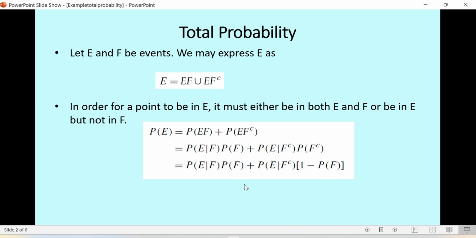We can generalize if F can be seen as multiple events, for example F1, F2, F3. So we can write the probability of E given F1 times the probability of F1, plus the probability of E given F2 times the probability of F2, then plus the probability of E given F3 times the probability of F3, and so on. So this is the total probability equation.